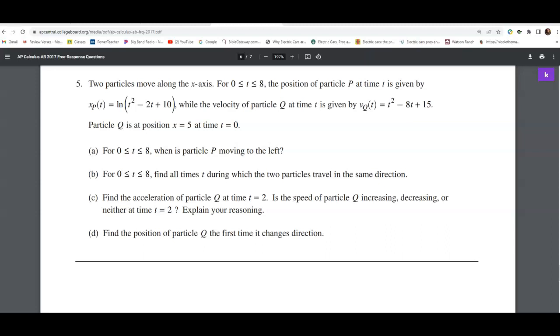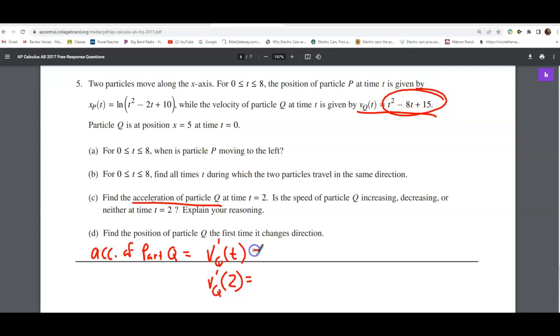Let's go ahead and take a look at part C. Part C says, find the acceleration of particle Q at t equals 2. And then they want to know, is the speed increasing, decreasing, or neither at t equals 2, and explain our reasoning. Now, we already talked about how to find the acceleration of particle Q. Since they gave me the velocity, the acceleration of particle Q is equal to the derivative of the velocity of particle Q. And if we want to find the acceleration at t equals 2, then I need to plug 2 into that derivative. So first of all, let's find the derivative. The derivative is 2t minus 8. And if I plug in 2, I get negative 4. Okay?